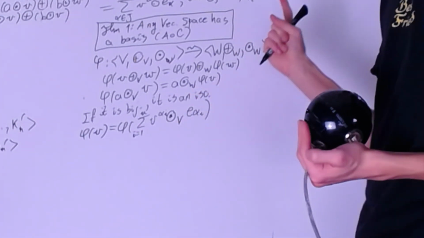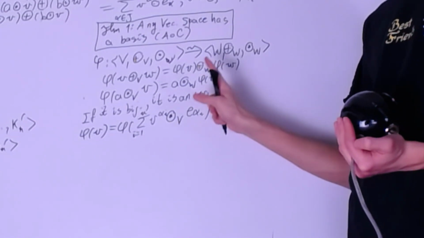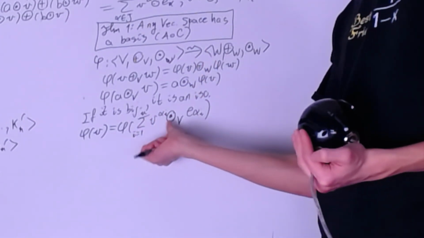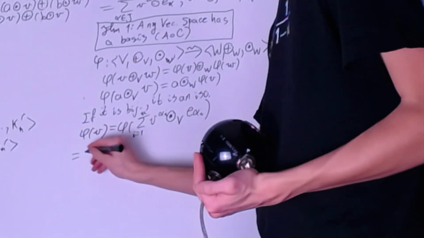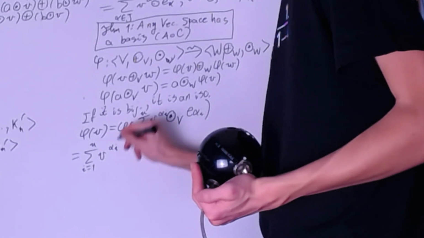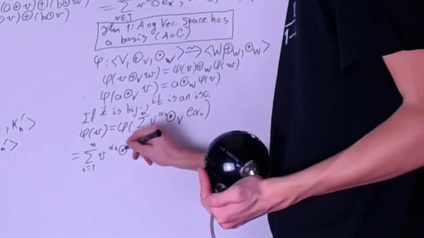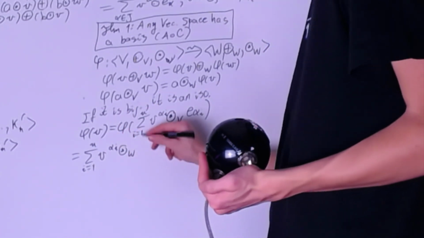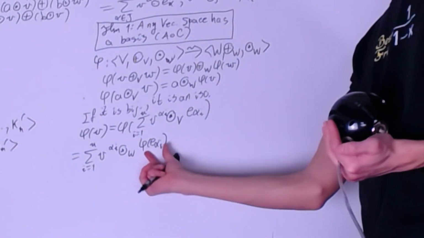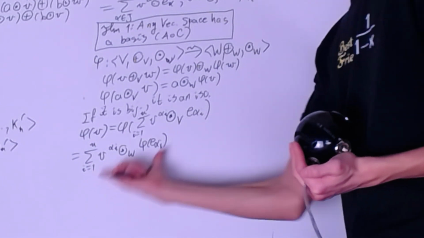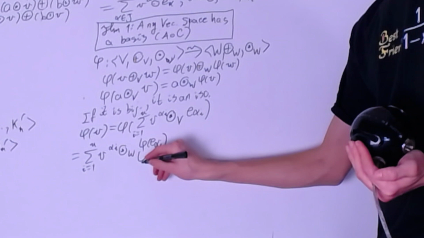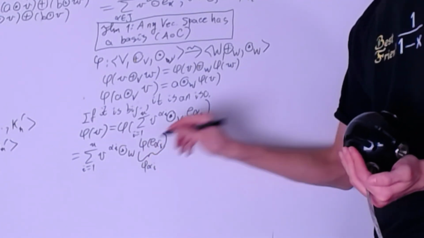By the fact that phi is linear and it preserves summation and scalar multiplication, I can move this sigma and this scalar multiplication outside. So I can have the sum from i equals 1 to n of v^αi scalar multiplied, in the codomain of phi, by phi applied to e_αi. Now this right here looks very, very nice. And so what we define is that this right here is called phi sub αi.